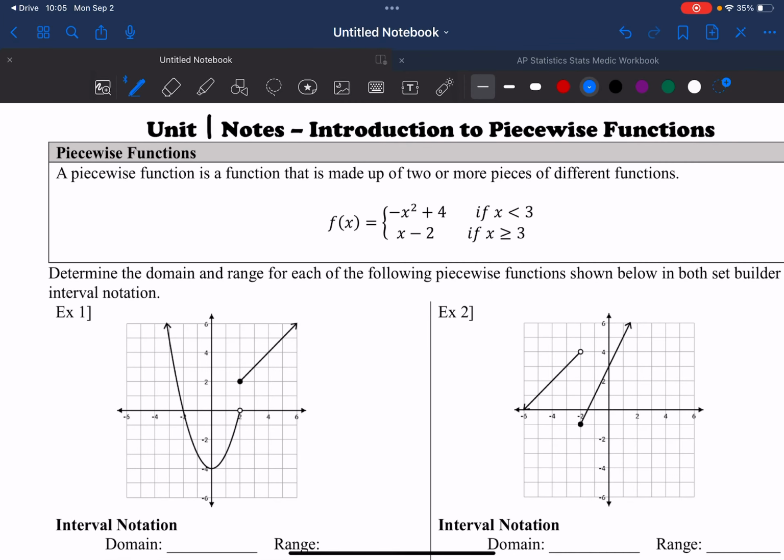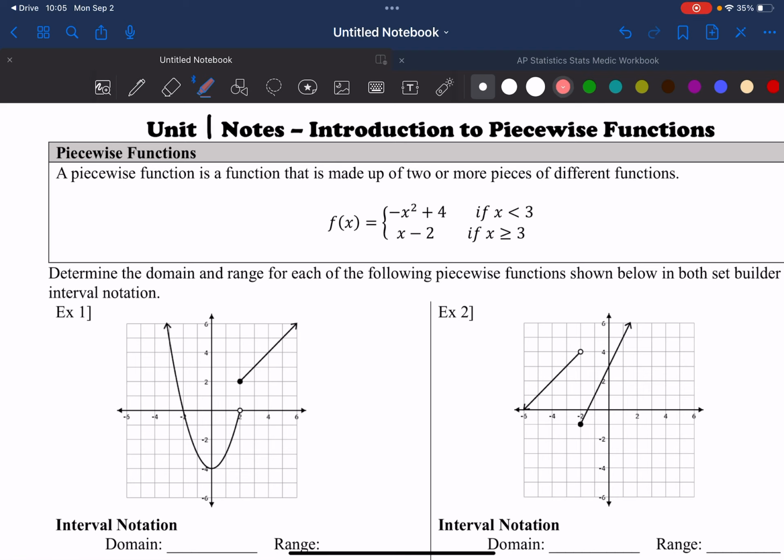Unit 1 Notes, Introduction to Piecewise Functions. A piecewise function is a function that is made up of two or more pieces of different functions. So, for example, we have f of x is equal to negative x squared plus 4 if x is less than 3, and x minus 2 if x is greater than or equal to 3.